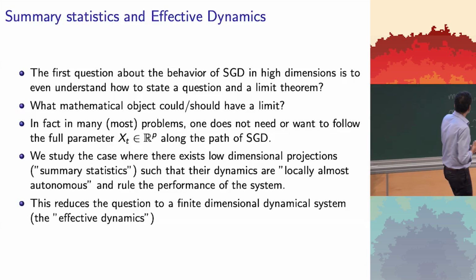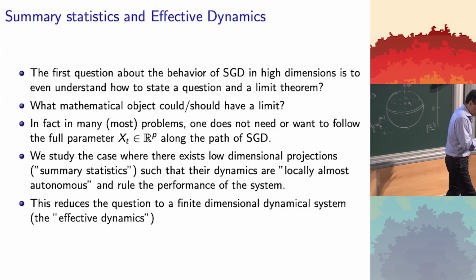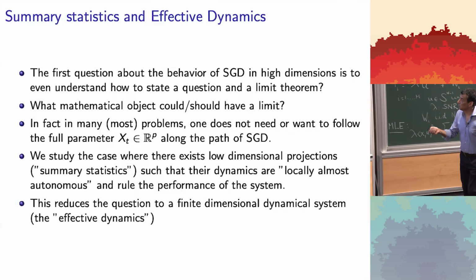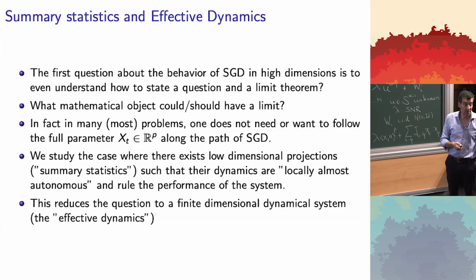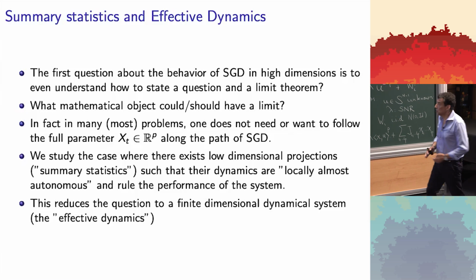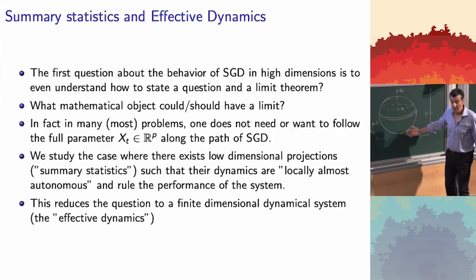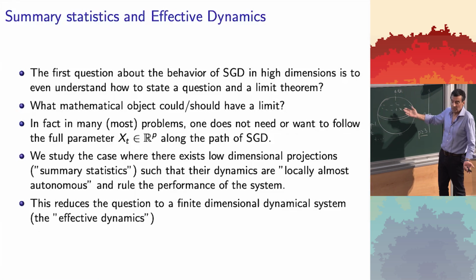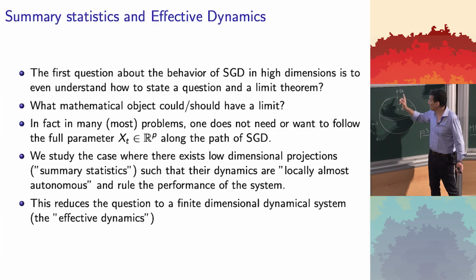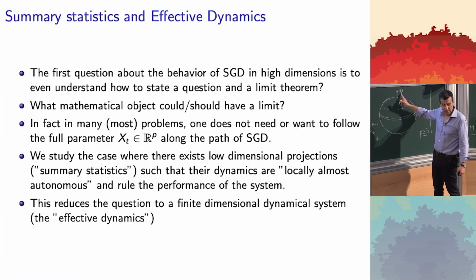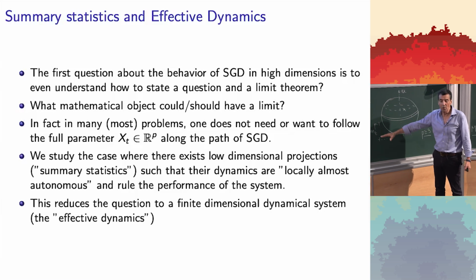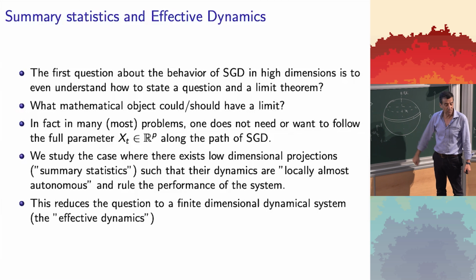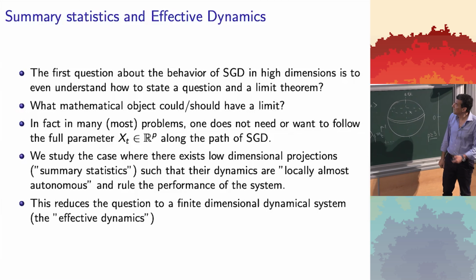But if you can do that, then the question reduces to a finite dimensional dynamical system that I will call the effective dynamics. So think of this. You have a very high dimensional 10 to the 9 sphere. In this case, you knew what you want to follow, which is this correlation with the signal. Of course, you don't know where U is, right? But this thing satisfies an ODE. This means almost autonomous. You have some error terms. All right?